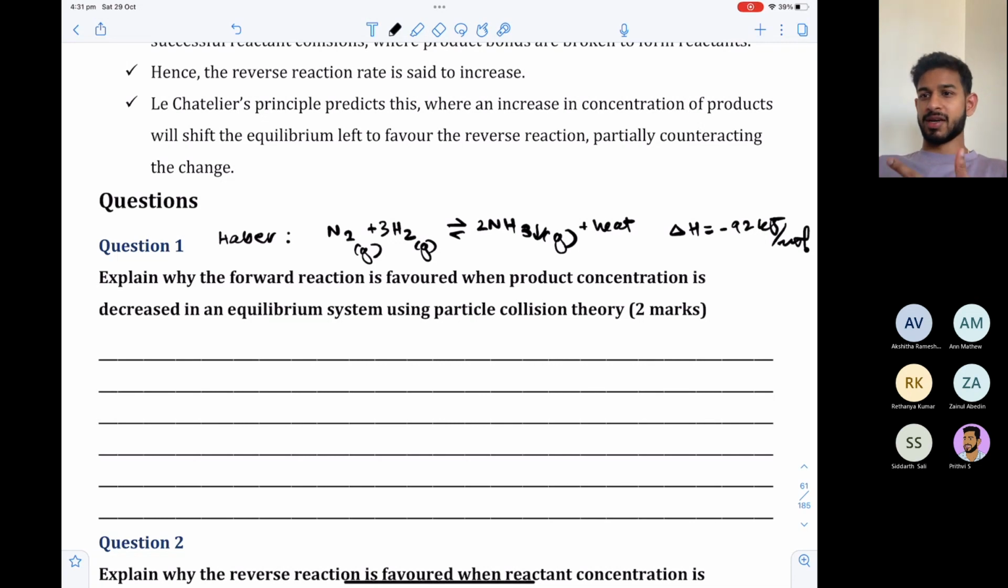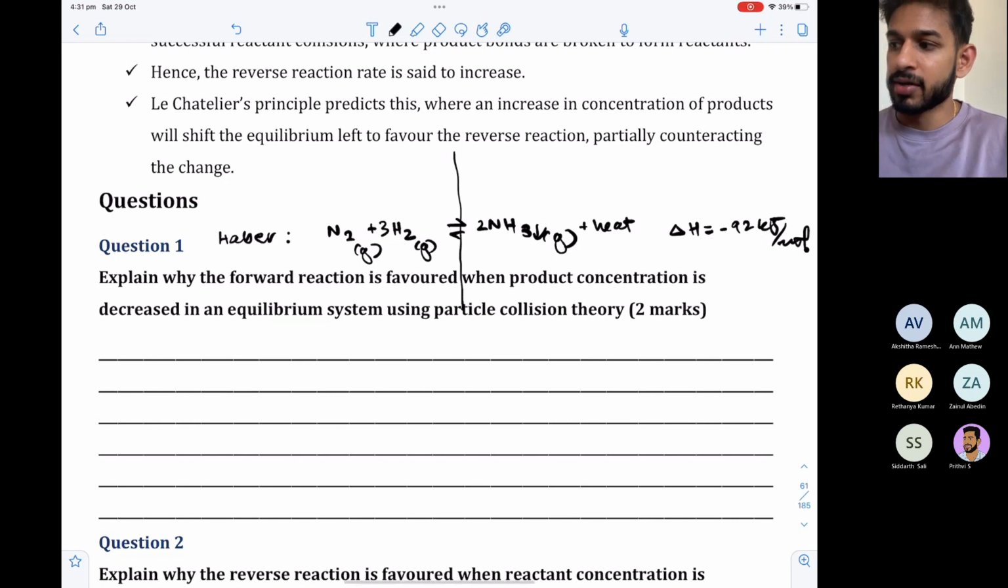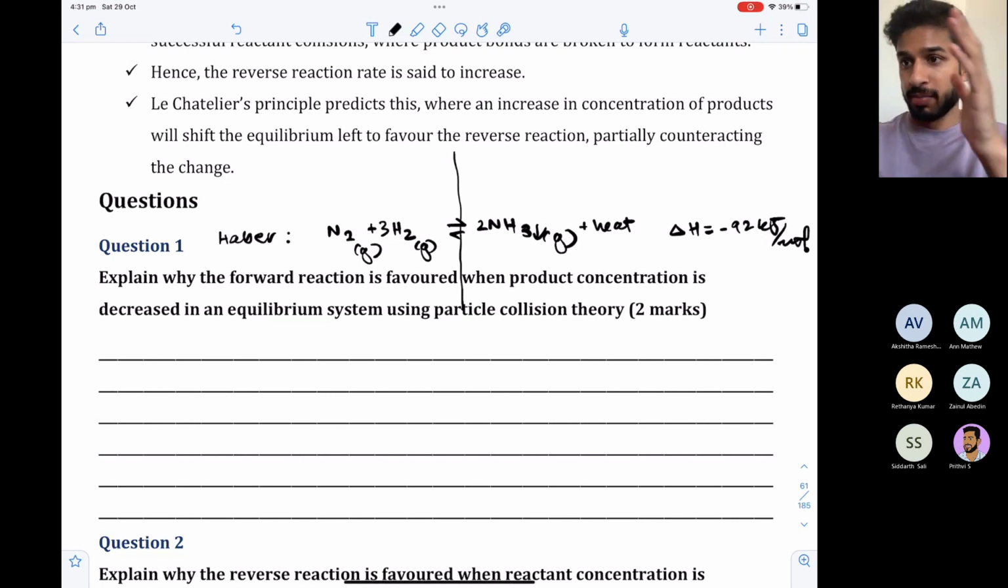Very good. But the second I ask you, why is that happening, right? Why are we partially counteracting? We have no clue. So that's what we're going to explain now. Now I want you all to approach it from a particle collision theory standpoint. When we talk about particle collision theory, I want you to break the reactants and products and think about them separately. Okay? So we're talking about collisions here, right?